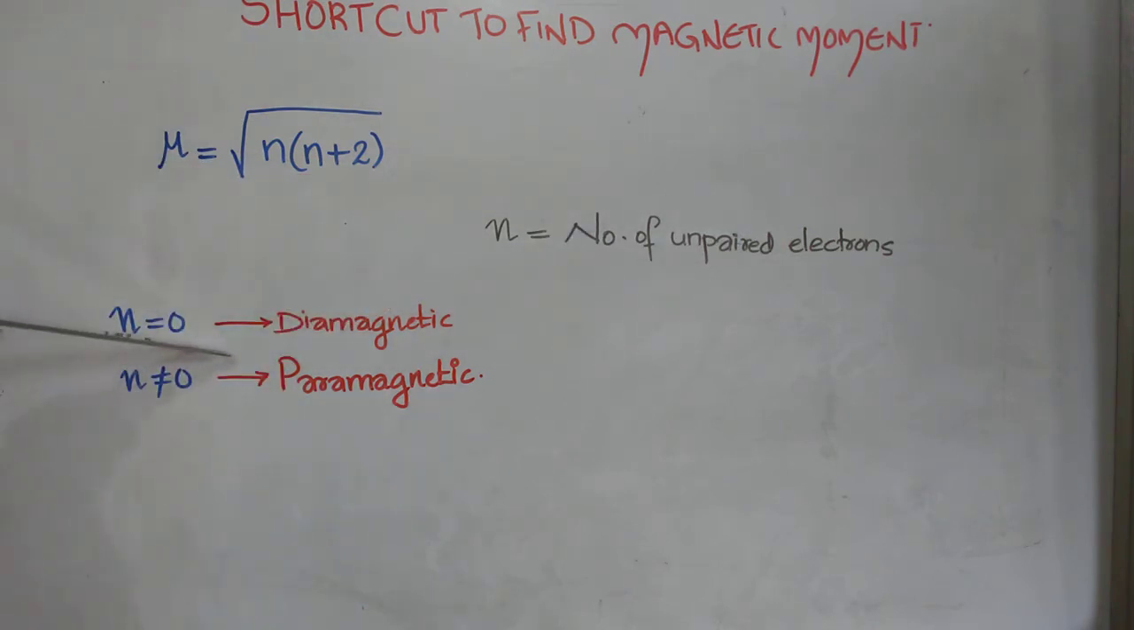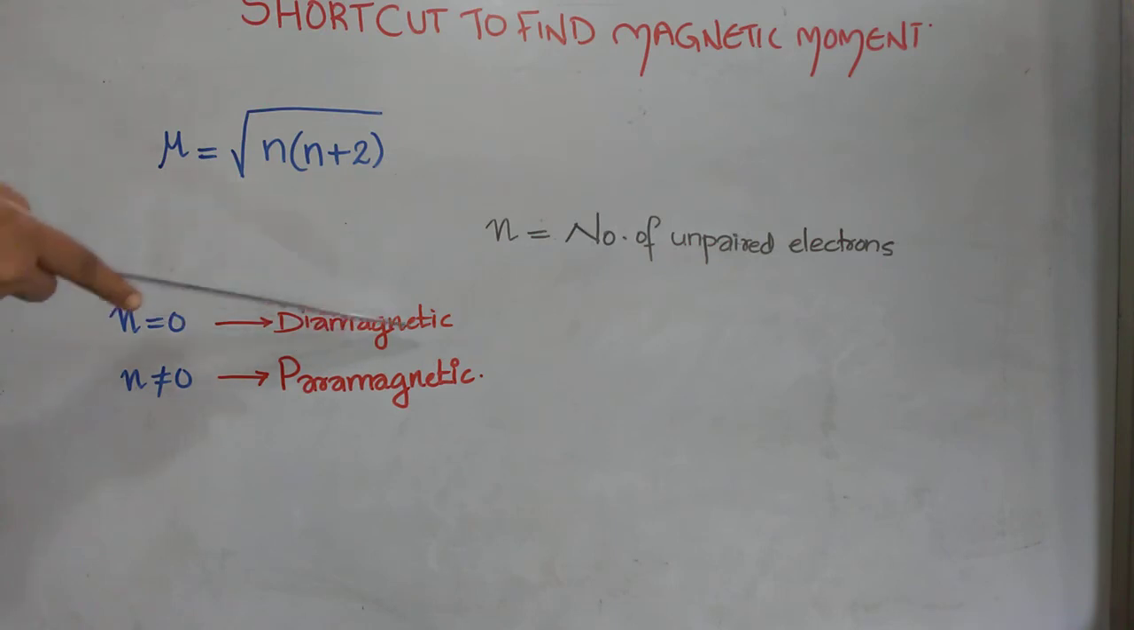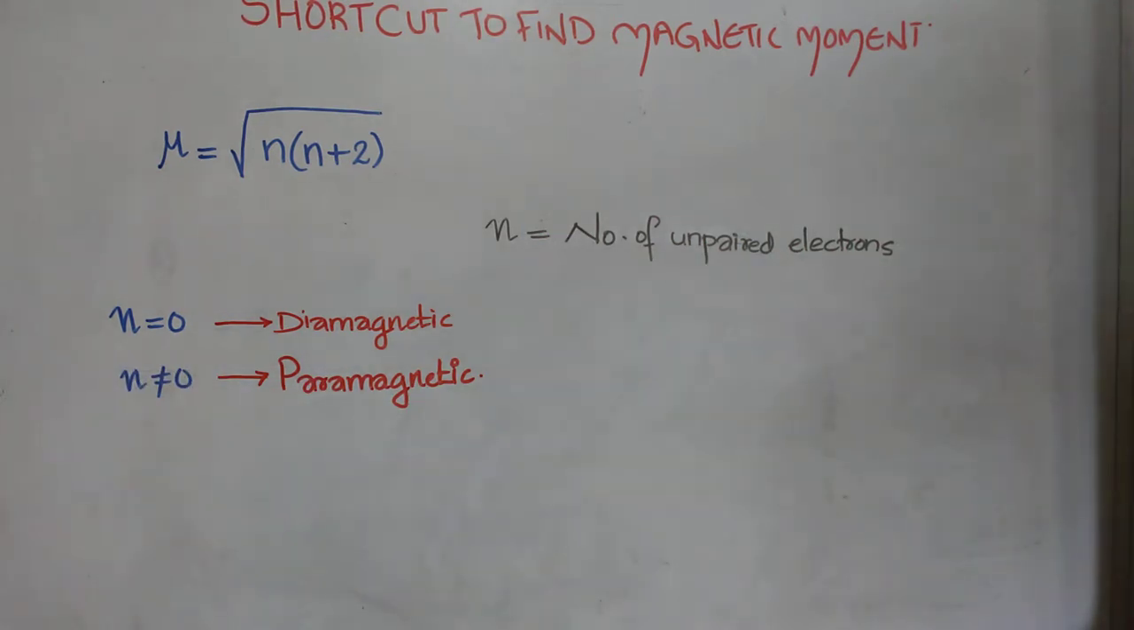Now, if n is equal to 0, what does n equal to 0 mean? If n is equal to 0, then there are no unpaired electrons. In that case, this is called a diamagnetic compound or species, diamagnetic species. If n is not equal to 0, what is the meaning? The meaning is that there is some unpaired electron or electrons. So, that will be called paramagnetic. This is the basic thing we need to know. Now, how to solve a question in this part? I will tell you that.